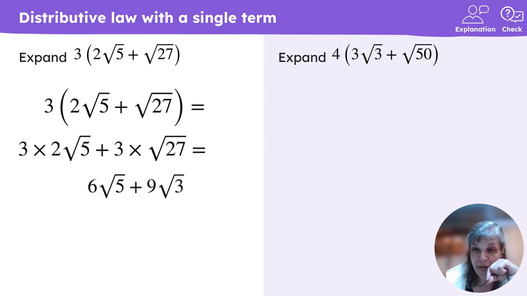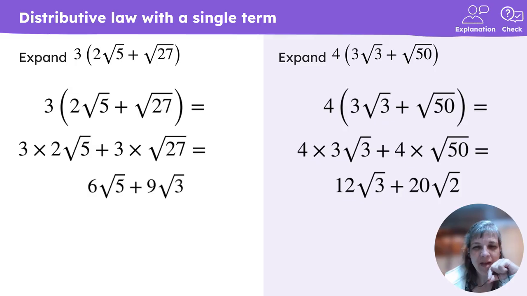Here's one for you to try. Pause the video, multiply it, and see what you get. Okay? Hopefully you got a final answer of 12 root 3 plus 20 root 2. You can check your work with the work on the screen.